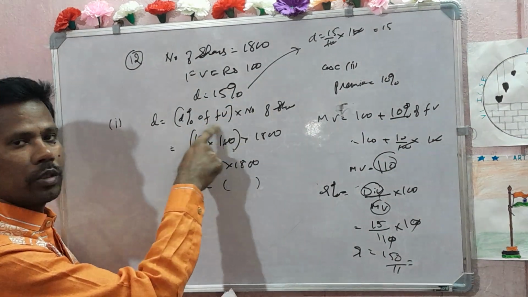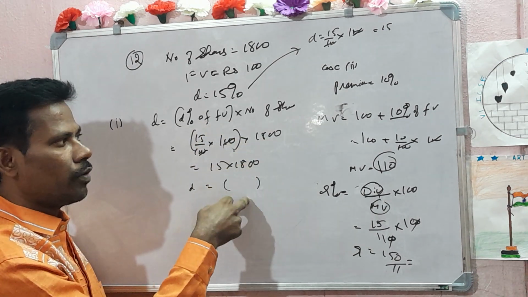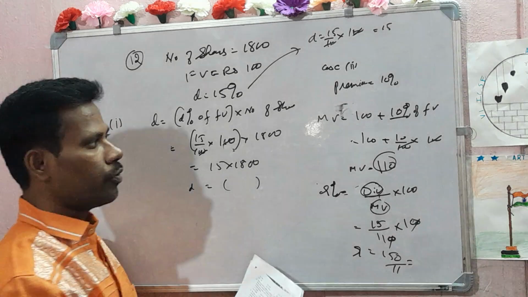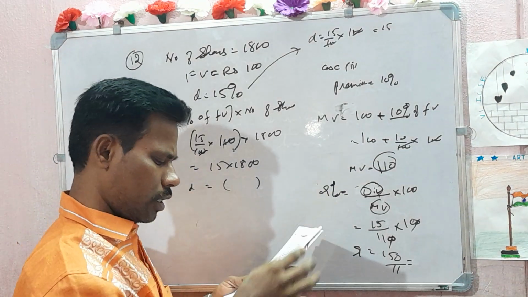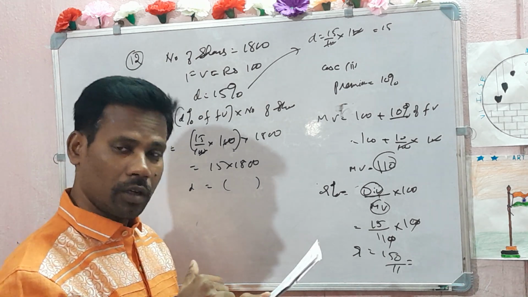So I have used this formula. Dividend is equal to dividend. This formula we have. Therefore, simplify it. Next, case 2, what are they asking? On her investment, rate of interest. So rate of interest, if she gets it as a percentage, what is the return she gets as a percentage on her investment?